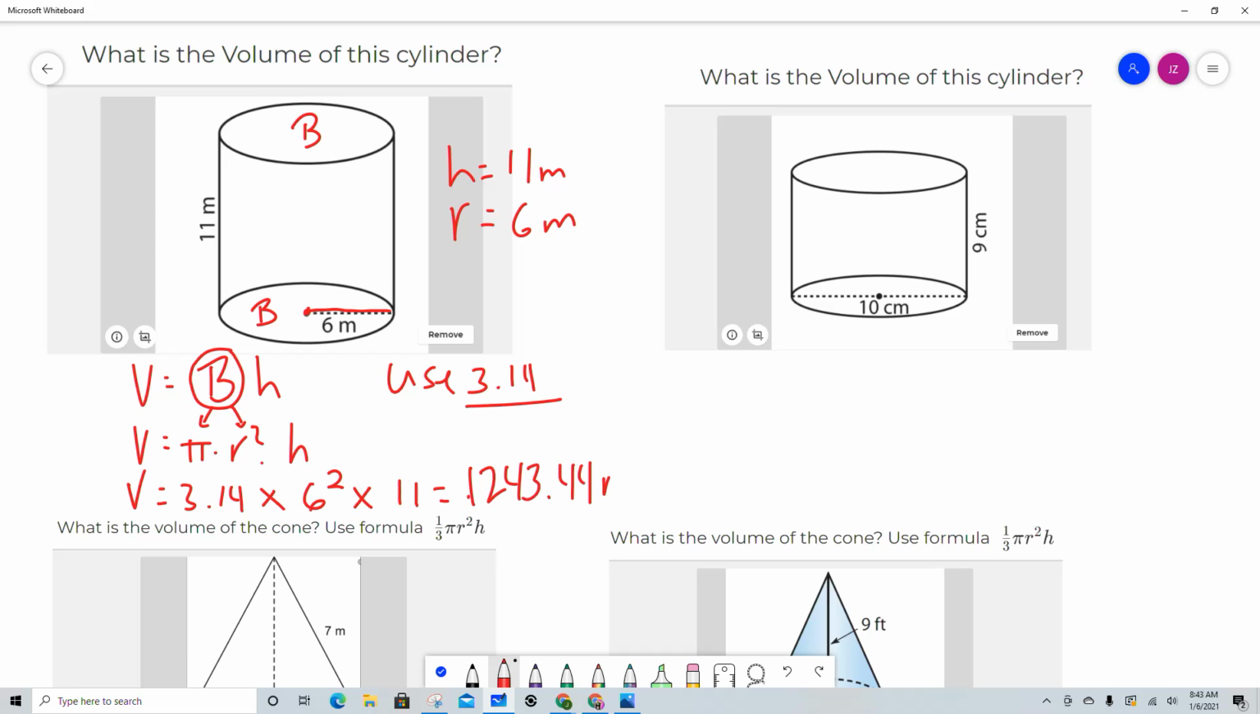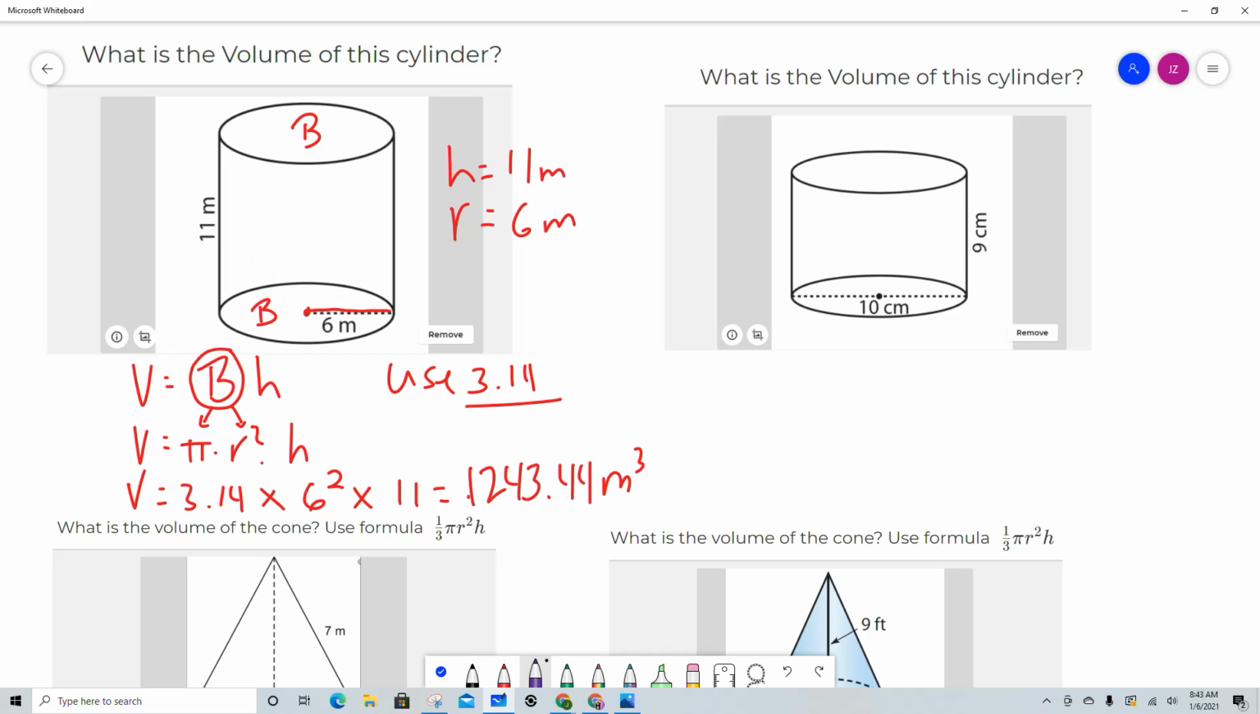1,243.44 cubic meters. Now, the reason we say cubic meters is because when we did this lesson, I had told you guys that we use little cubic units to measure the volume or the space inside of a cylinder. Okay? All right, so let's move on to the next problem.